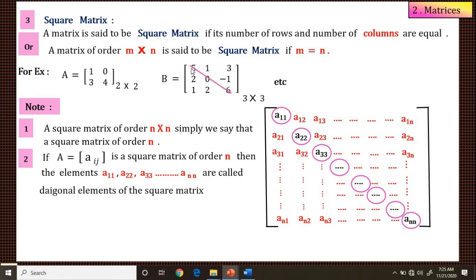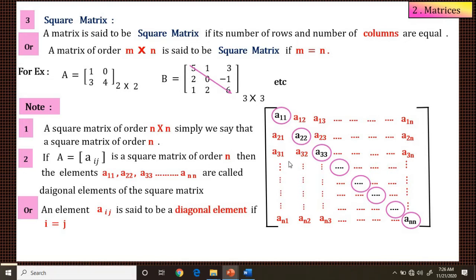Here in this example, you can say that 5, 0 and 6, these three elements are diagonal elements of the B matrix. Another way of defining: an element Aij is said to be a diagonal element if i is equal to j. That means these two subscripts should be equal. That is the position like 1 1, 2 2, 3 3 or 4 4. Like that, if subscripts are equal, then the element is called a diagonal element of the square matrix. The matrix should be square only.